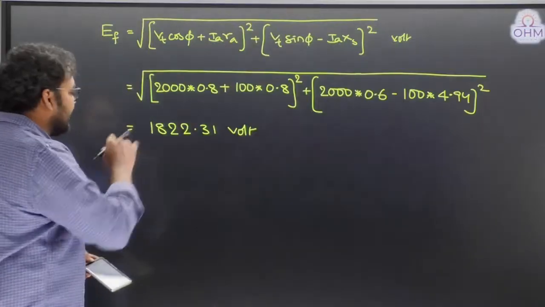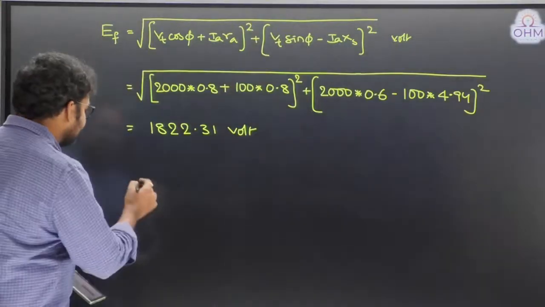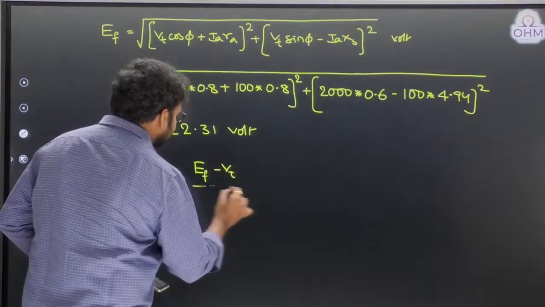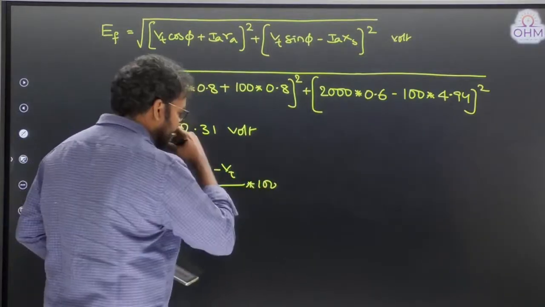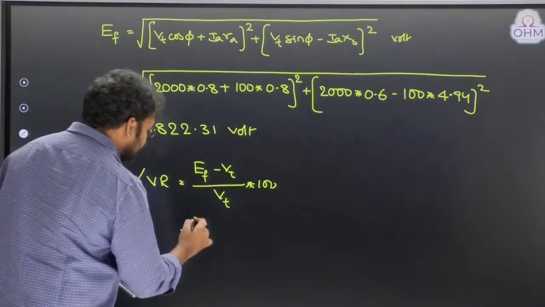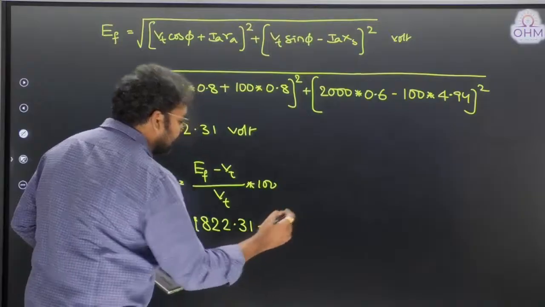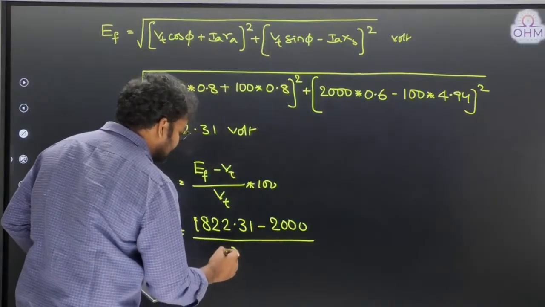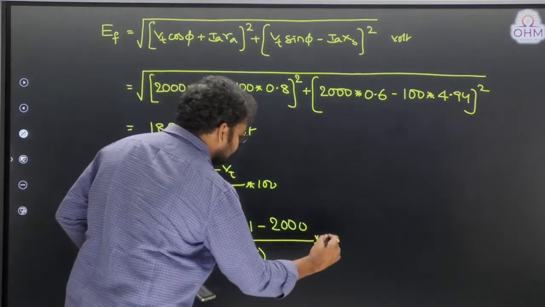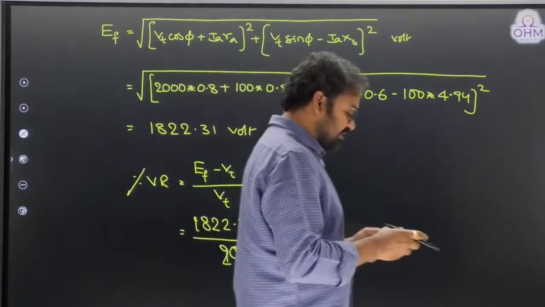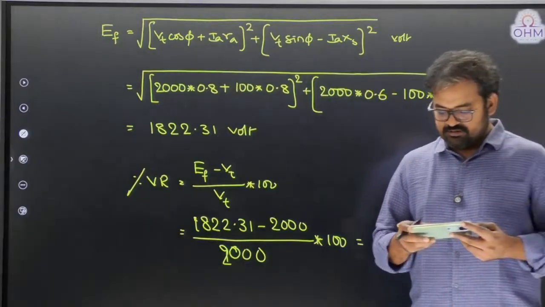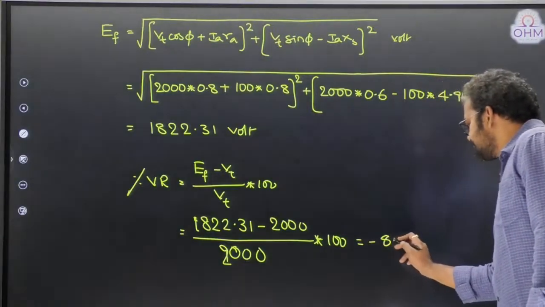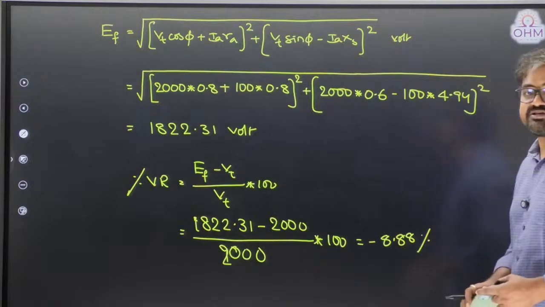Okay, right. So now I have the EF value and the Vt value with me. Then what is the formula for percentage voltage regulation? Percentage voltage regulation is equal to EF minus Vt by Vt into 100. Got it? So what is the EF value we just calculated? 1822.31 minus terminal voltage Vt, that was 2000, divided by terminal voltage 2000 into 100. If you complete the calculation, we will get directly the voltage regulation. Yes, I am getting minus 8.88 percentage, a negative regulation.